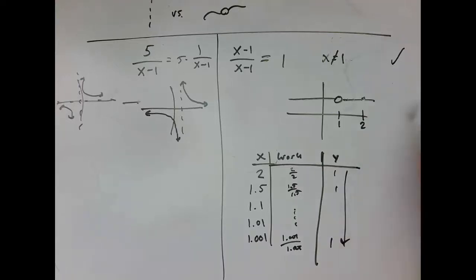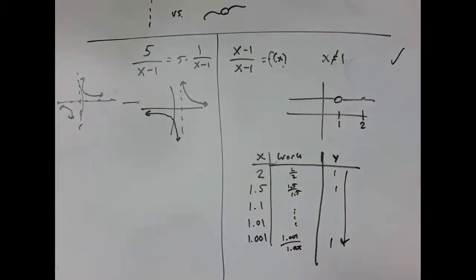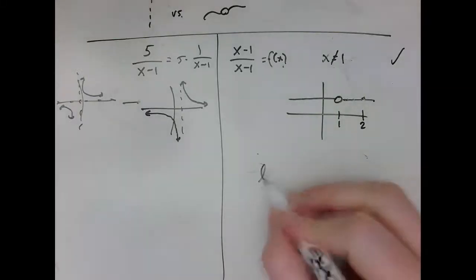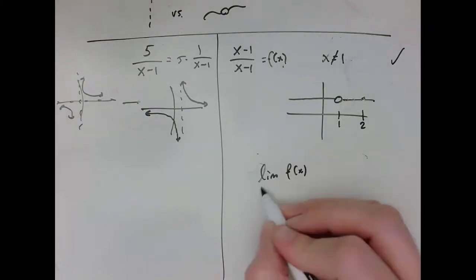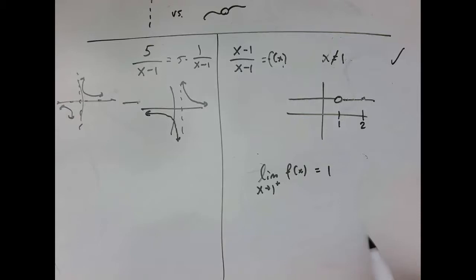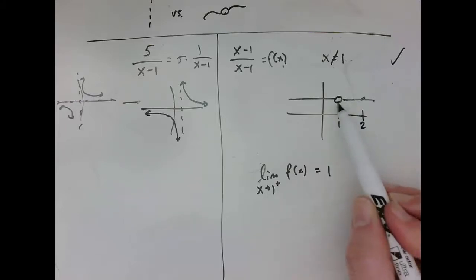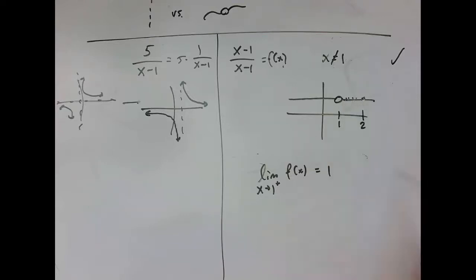If we were going to write this in limit notation, let's define this as the function f of x. We would say the limit of the f function as x approaches 1 from the positive side equals 1. And that's just a way of saying that as the x values get closer and closer to 1 from the positive side, so from values that are larger than 1, the y values are getting closer and closer to 1. And remember, it doesn't matter what happens when you actually get to 1, because limits aren't about what happens when you get there. Limits are about what happens as you get closer and closer.